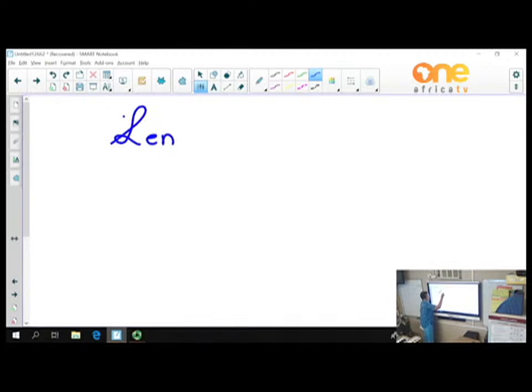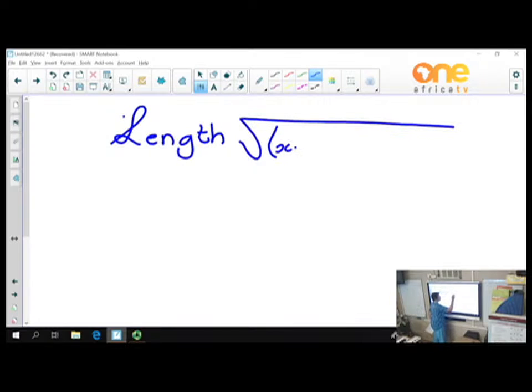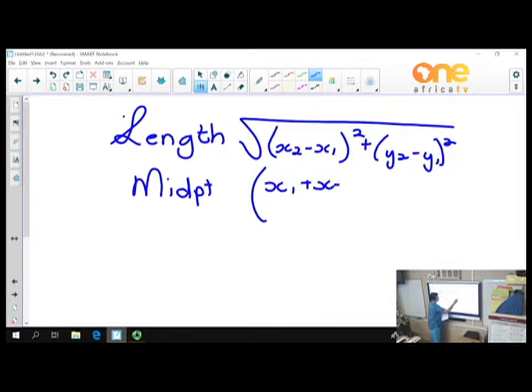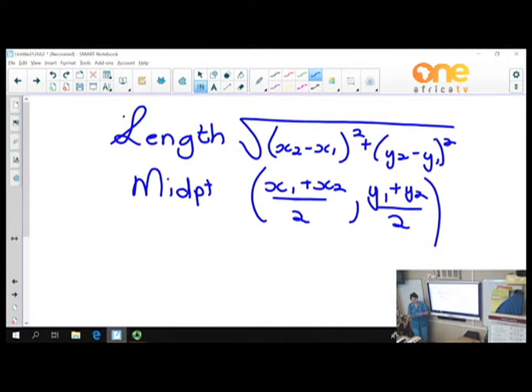Was the one about the length, and it looked like this: x2 minus x1 squared plus y2 minus y1 squared. And I think you can see, if you write it out a few times, then you know what's going on. The second one that we did yesterday was finding the midpoint. The midpoint is a coordinate, x1 plus x2 over 2, so that's why there's a comma, and then y1 plus y2 over 2, and that is the midpoint, just applying the formula.